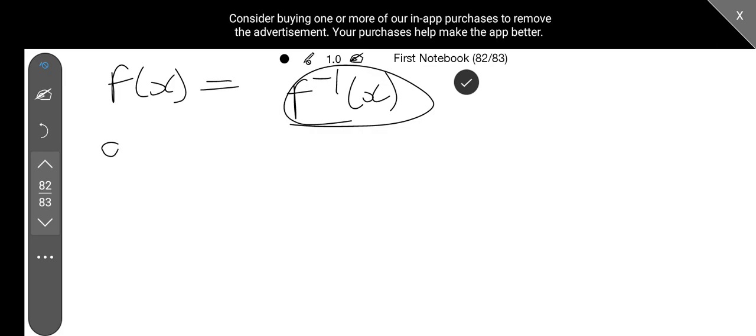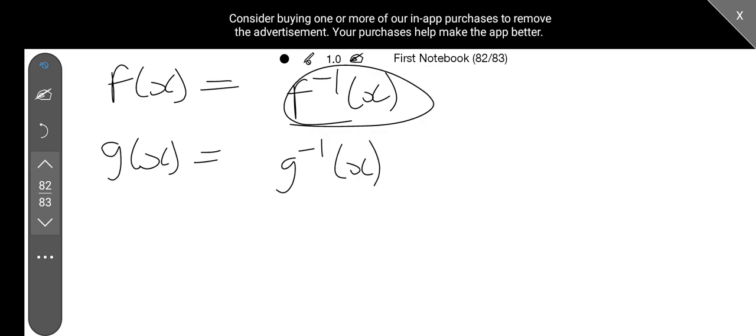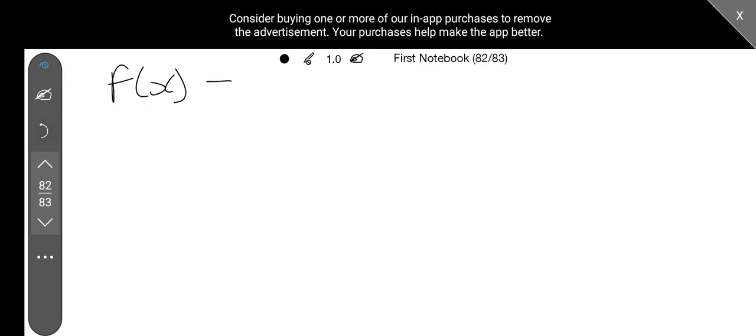If it's given in the form g of x equal to, then the inverse is going to be g minus 1 x. So the symbol for the inverse is f to the power of minus 1 x or g to the power of minus 1 x, depending on the letter which is given to you. I'll be clear. So we're going to have a first example.